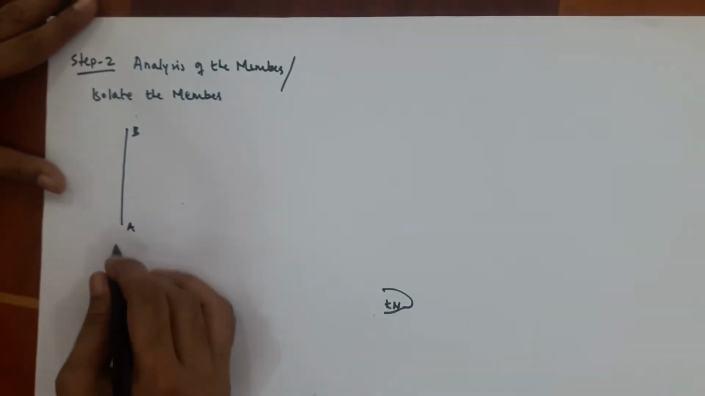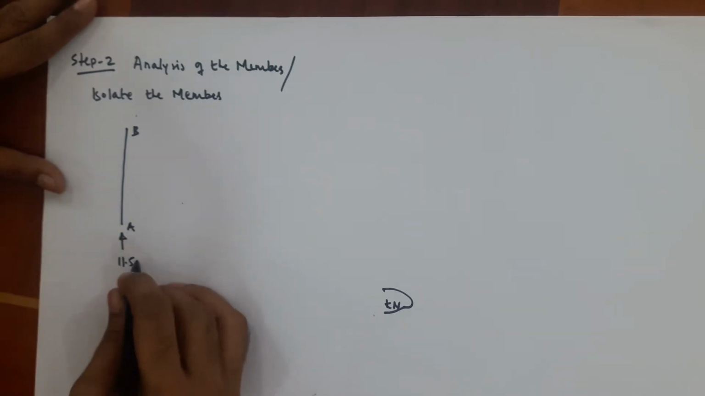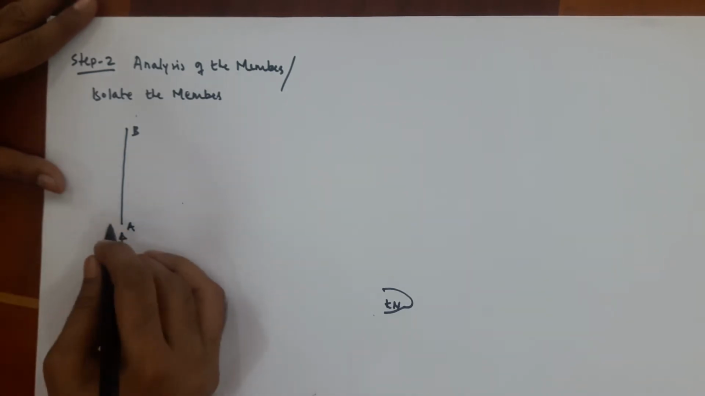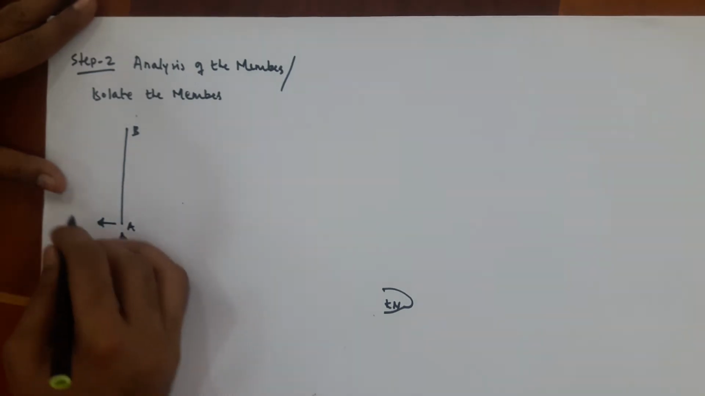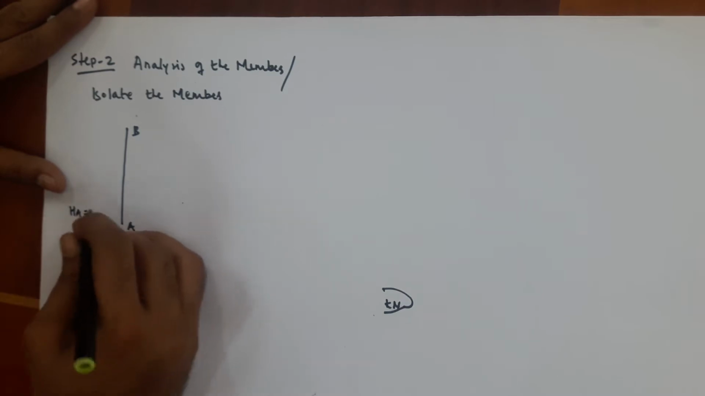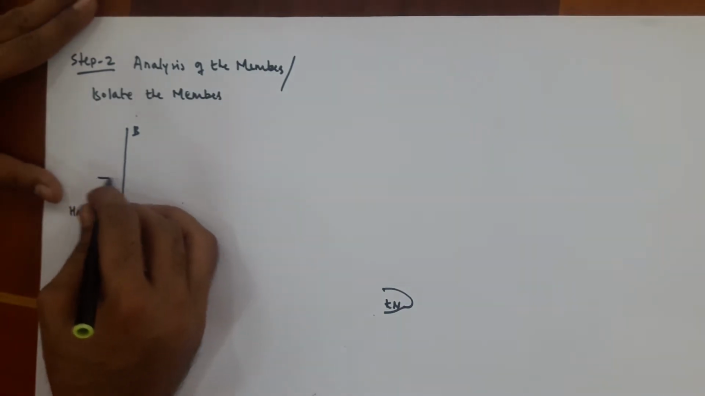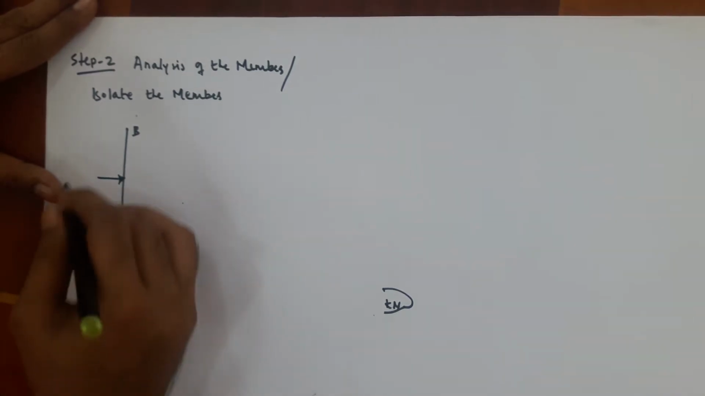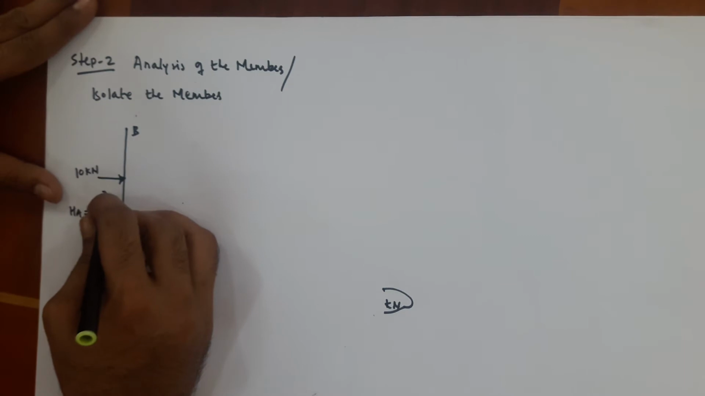We know the reaction at A. VA is 11.5 kilonewton acting upward. We have HA pointing towards left direction, so HA is equal to 30 kilonewton. You also have load on member AB, 10 kilonewton. Okay, this is 3 meter and this is 2 meter.